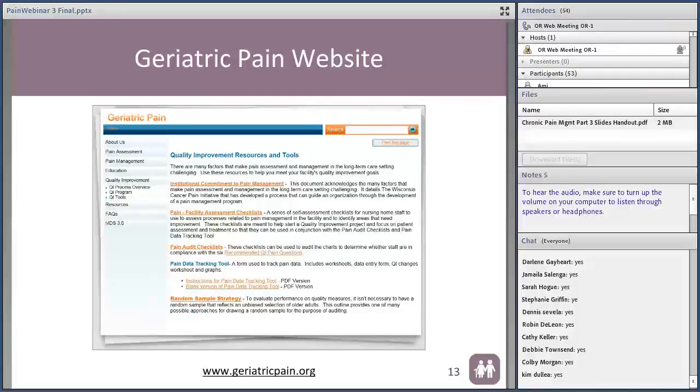Geriatric pain website. This is the website that I used pretty extensively during the second webinar. This is a wealth of information about quality improvement initiatives. I really will encourage you to go back to this geriatric pain website if you've not already done so. This is the section geriatric pain.